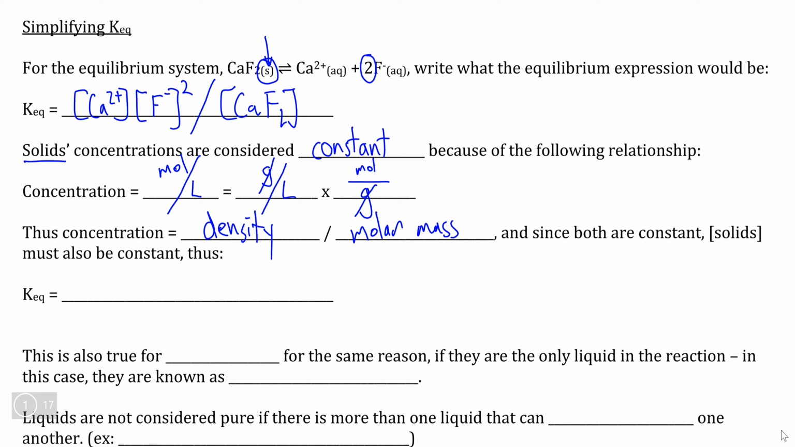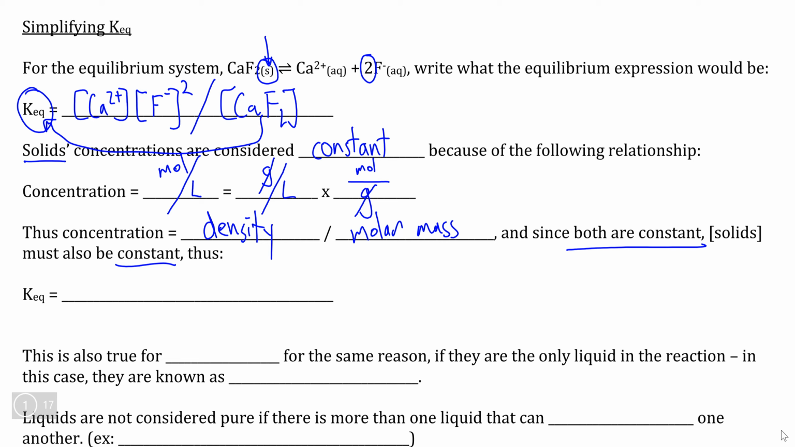We end up with moles per liter. Now, we know that the density and the molar mass of any given substance, as long as we're on Earth, are both going to be constant, and therefore the concentration of that solid, because concentration of a solid is simply derived from the molar mass and the density, is going to be constant as well. Therefore this is not a variable, which means we can simply move this over and incorporate it into the value of KEQ itself.